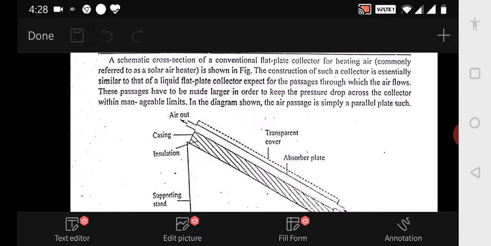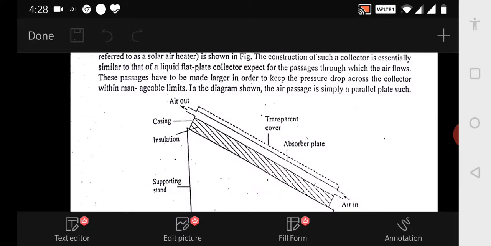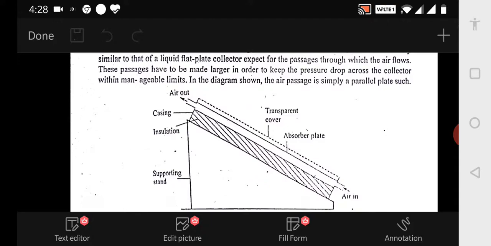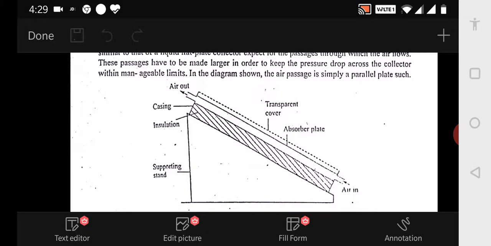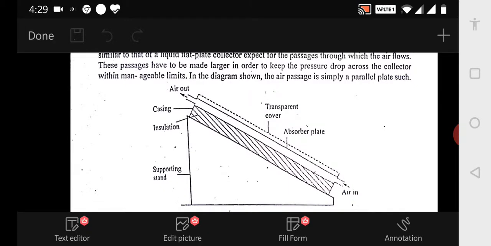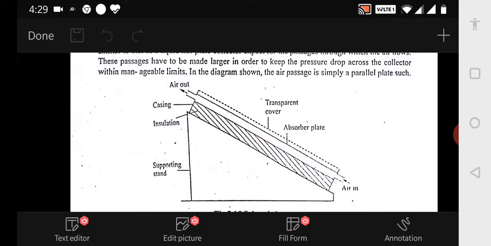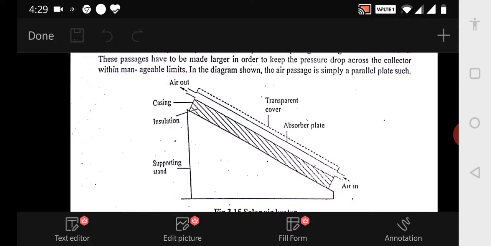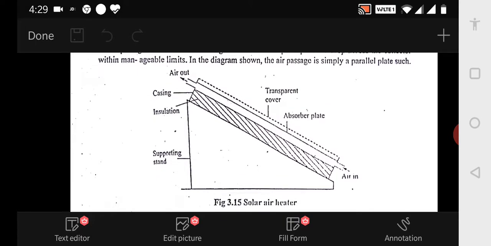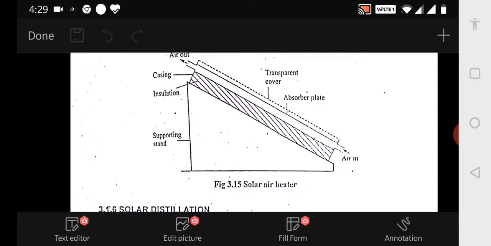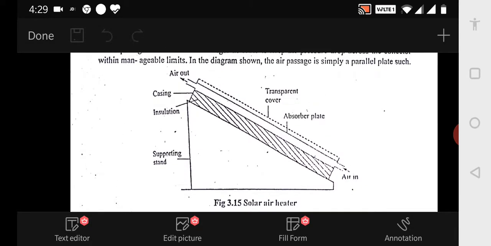The construction of such collector is similar to that of a liquid flat plate collector, except for the passages through which air flows. So in the flat plate collector water is flowing, here we want air to flow. These passages have to be made larger in order to keep the pressure drop across the collector within manageable limits. In this diagram, the air passage is simply a parallel plate. Now you can see here, very simple it is.